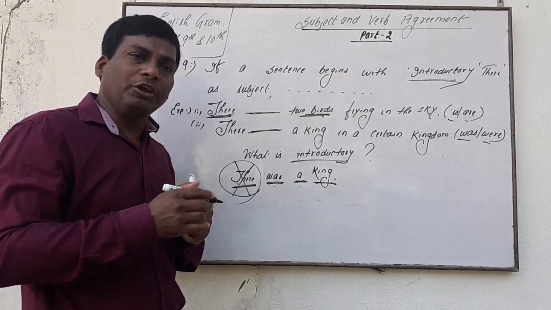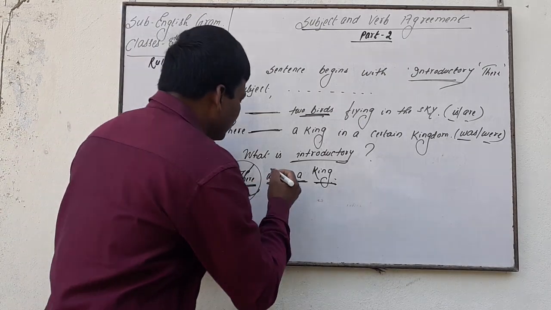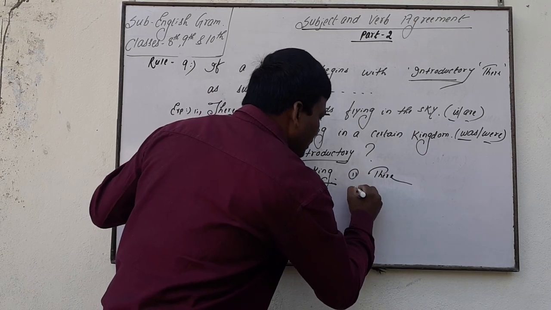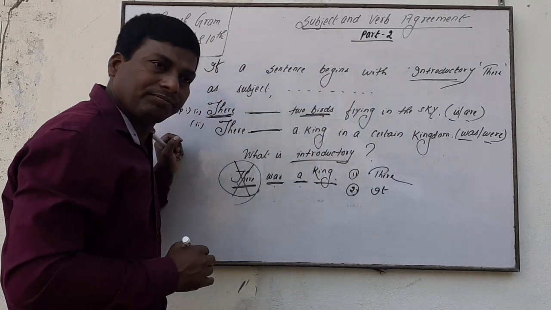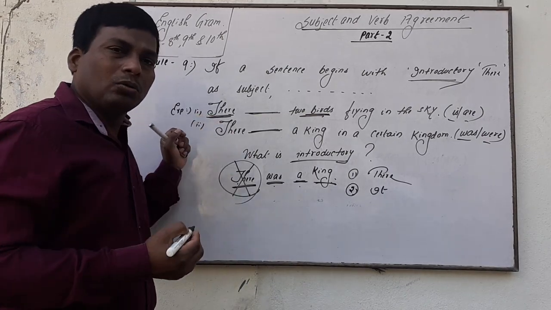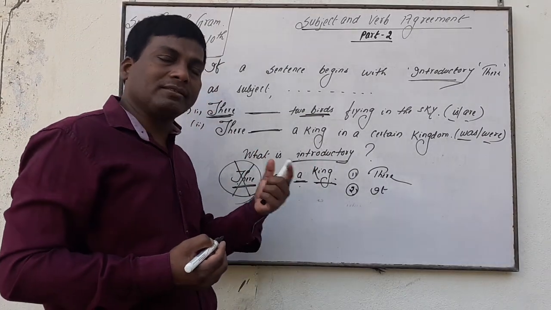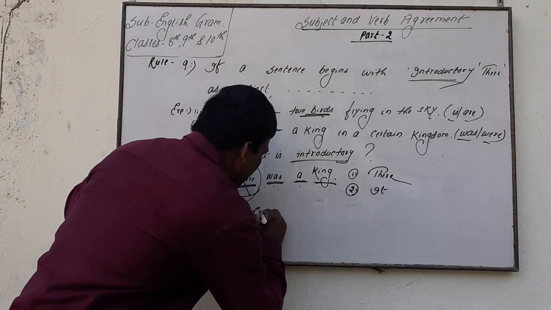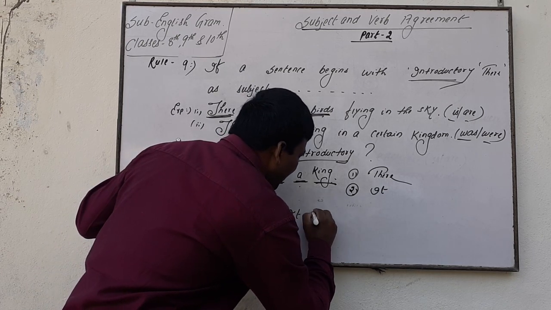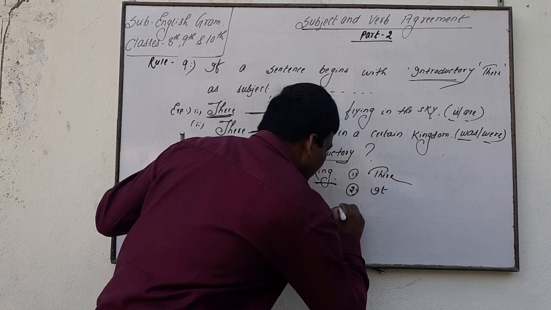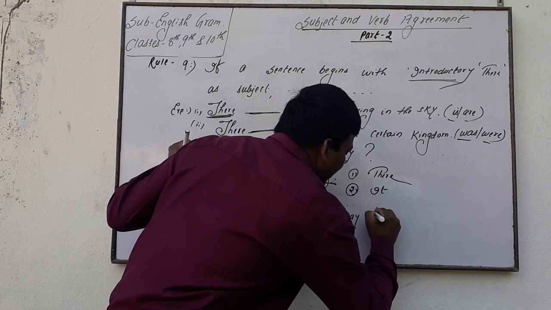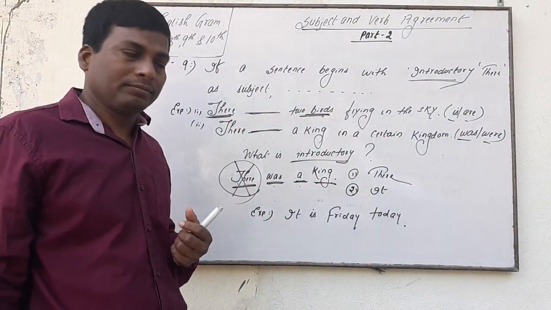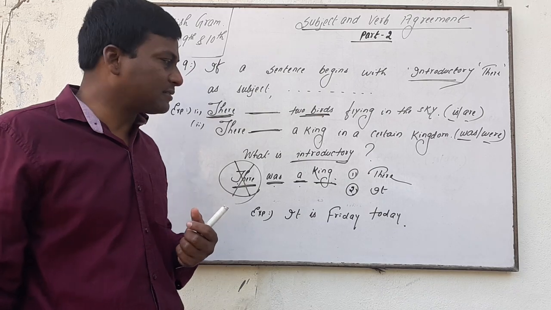I have already told you another introductory is "it." So the first introductory is "there" and the second introductory is "it." We will know how it is used in a sentence as an introductory. Suppose, another example: "It is Friday today." Let me give an example of a Hindi sentence.